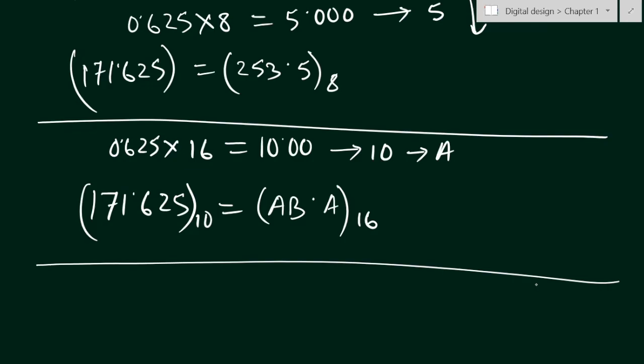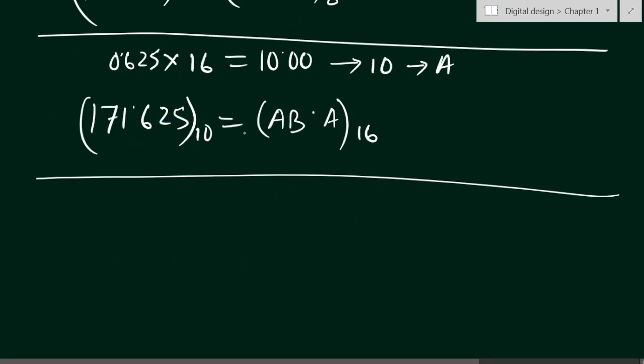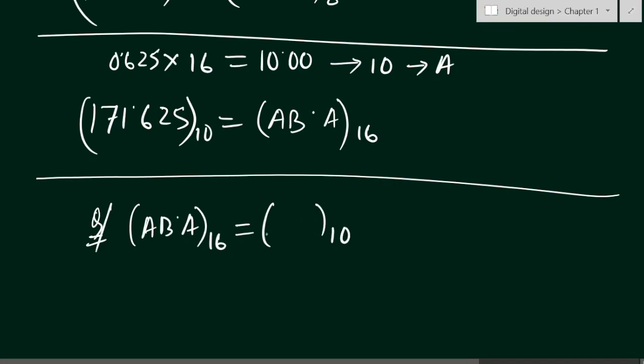We have seen from binary into octal and binary into hexadecimal number system in the shortcut method. Now let us learn how to convert from another number system into the decimal number system. Suppose we are given a number in another number system, that is, suppose a binary, octal or hexadecimal number. Now we have to convert it into the decimal number system. So suppose we consider the same number. This is AB point A, a hexadecimal number. Now in the question, suppose you are asked to convert this hexadecimal number into the decimal number system.